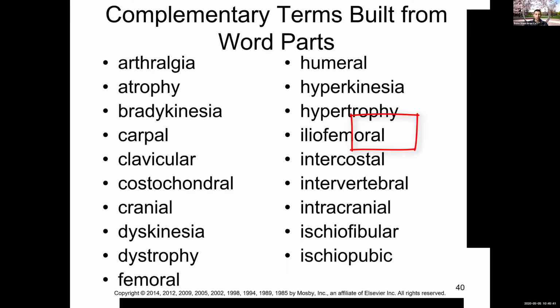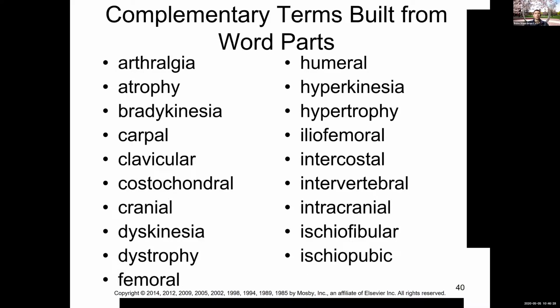Some complementary terms. Moving over to page 622 is what we're looking at now. All kinds of complementary terms built from word parts here. We're going to see lots of things that we had seen in the past, stuff like bradykinesia. Brady meaning less than or decreased amount of, and kinesia meaning muscle movement. Other words like carpal, clavicular, costochondral, again, just referring to that body part that the word root is demonstrating. Dystrophy would be like a destruction of, dyskinesia, an abnormal amount of muscle movement or something's wrong with that muscle movement.